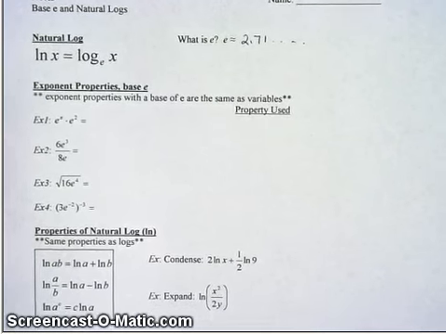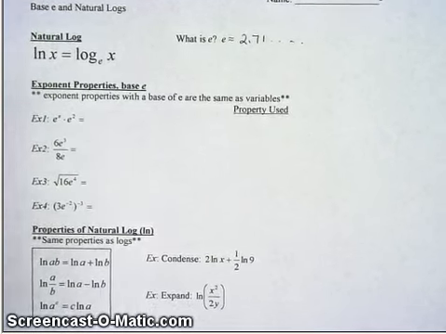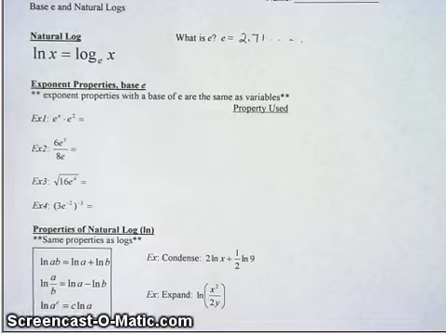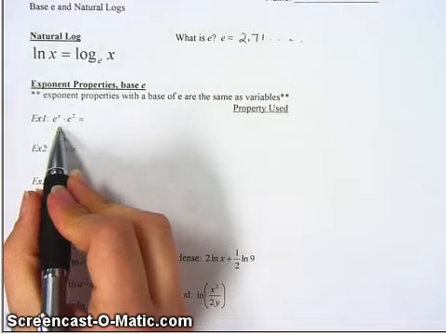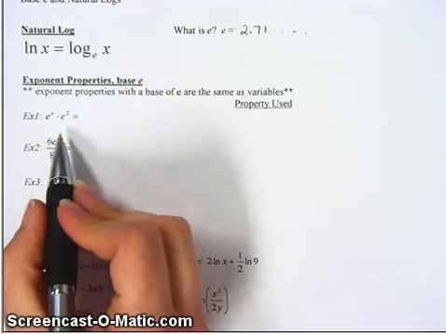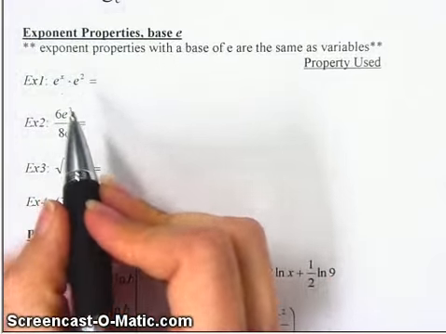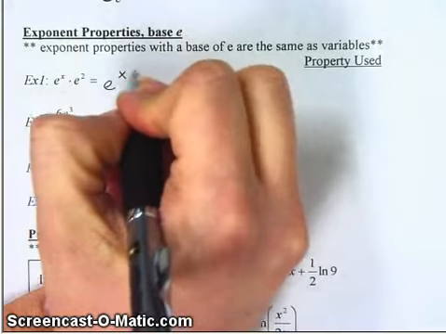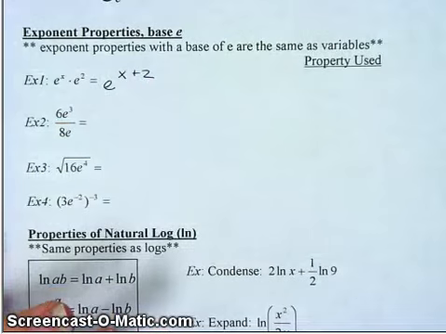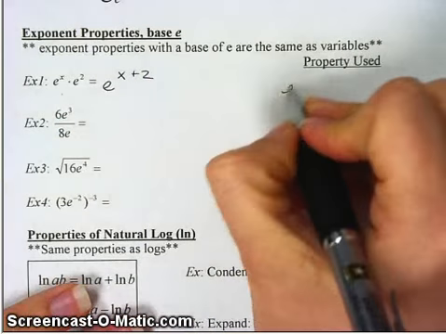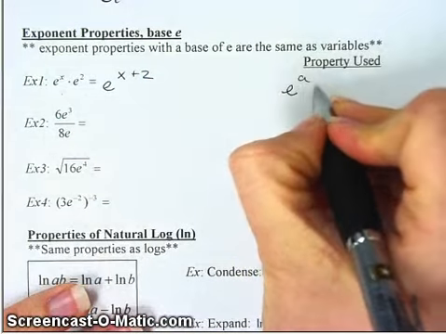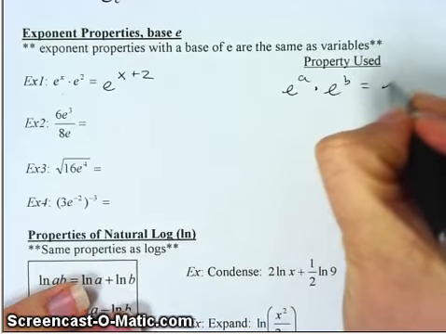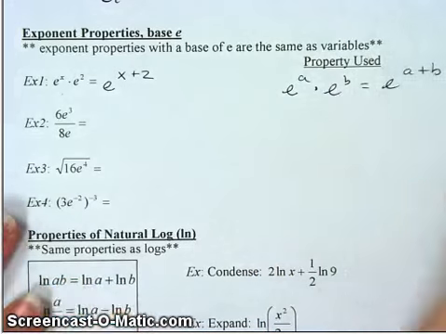Exponent properties with base e. This is just like the exponents we did back in the first semester. Here we have e to the x times e squared. If they both have the same base, then you're going to add their exponents. So this would be e to the x plus 2. We're just looking at exponent properties here. This is where we say e to the a times e to the b is the same thing as e to the a plus b.